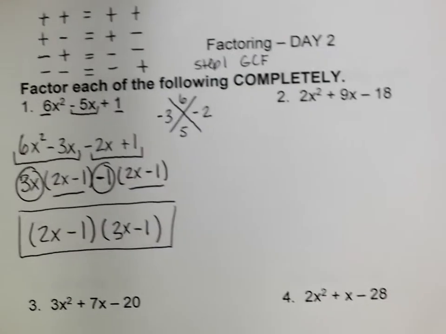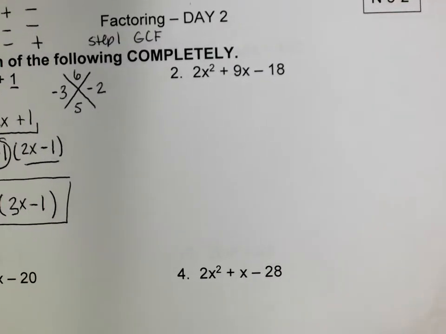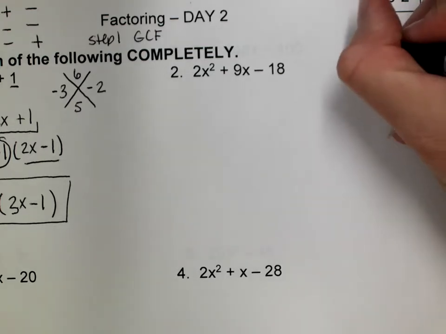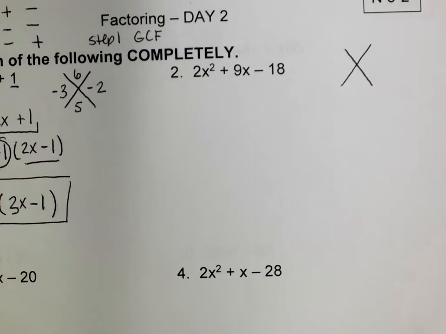Looking at question number 2 here. Step 1, is there a greatest common factor? No, there's not. So again, I'm going to draw my X for my organization. You do not have to do the X. As long as you can do the math without doing the X, you don't have to actually write this part down. I don't have to see this.